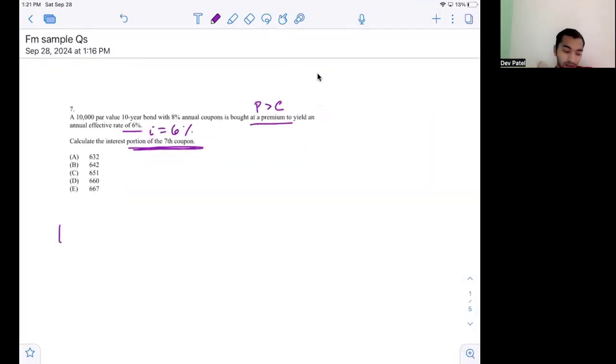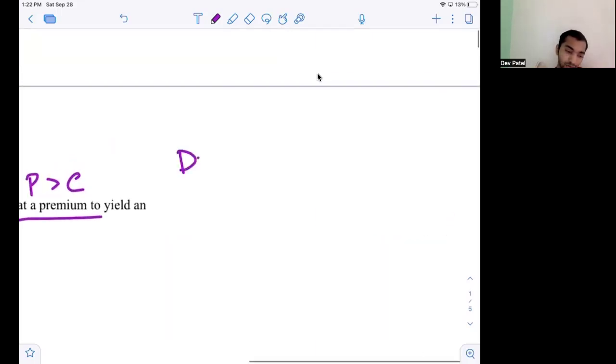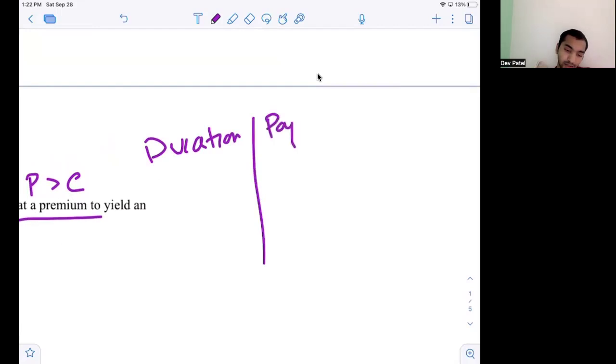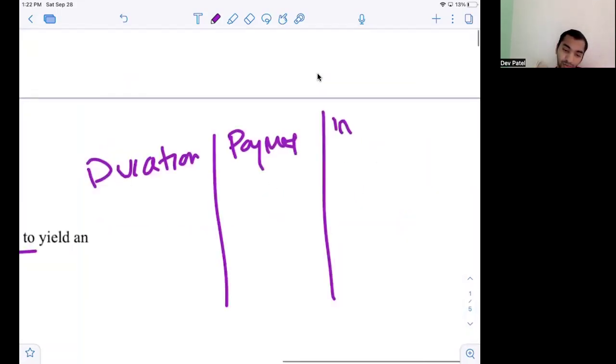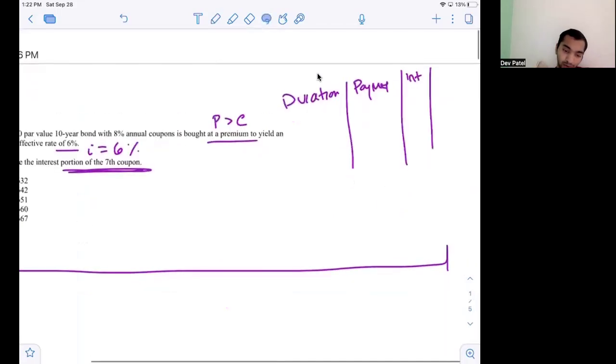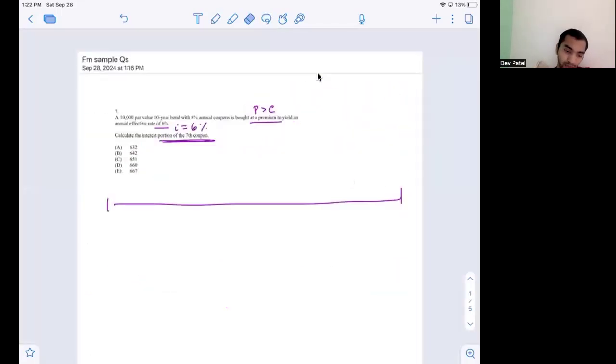Now, typically, as always, I like to create a time diagram here. And in addition to the time diagram, we also want to create a chart where we have duration, the payment, our interest due, write up, write down, and the book value. So let me just create that real quick.